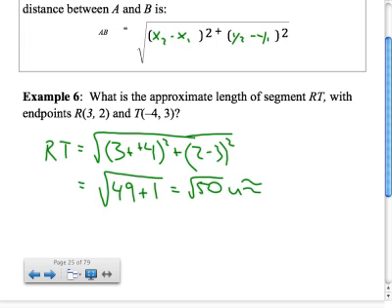To be honest, I don't have a calculator handy. Oh, I do have one. So the square root of 50, clearly going to be 7 point something, something pretty small actually. 7.07. Either of those would be acceptable answers. So again, just a reintroduction to the midpoint formula, the distance formula, and how to use them when given coordinates.